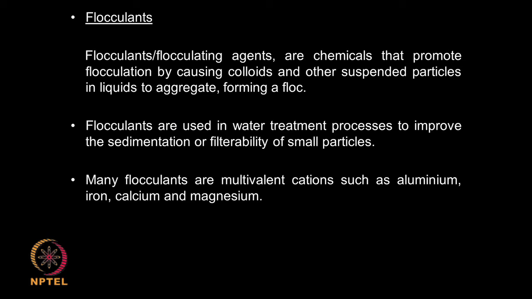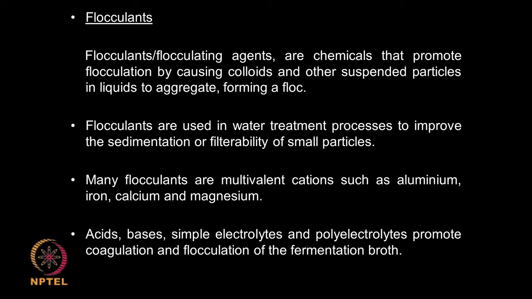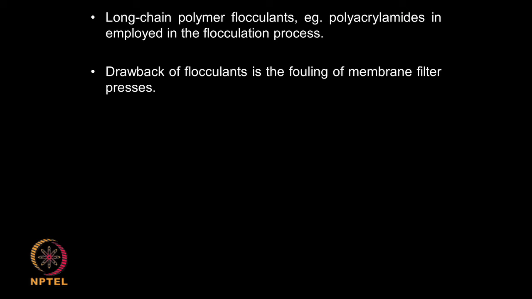So, what are these flocculants? They are generally multivalent cations like aluminum. Aluminum has got aluminum chloride, iron, calcium, these are all multivalent, Mg2+, Fe3+, Ca2+, that sort of salts. Okay. That sort of inorganic salts that are used. So, they will generally neutralize the charge that is present on the small sized particles. Okay. Or sometimes you can add acids, bases, even simple electrolytes, polyelectrolytes, polyacrylamide. So, all these are added and they are all called flocculants actually. Okay. So, it can be long chain polymer flocculants like polyacrylamides. So, basically they do not have charges on them like acids or bases actually, or like your inorganic salts.